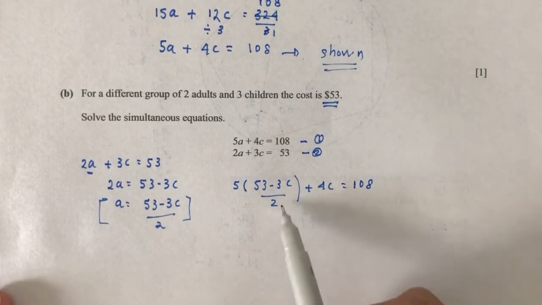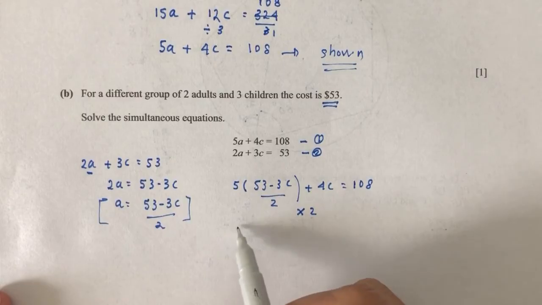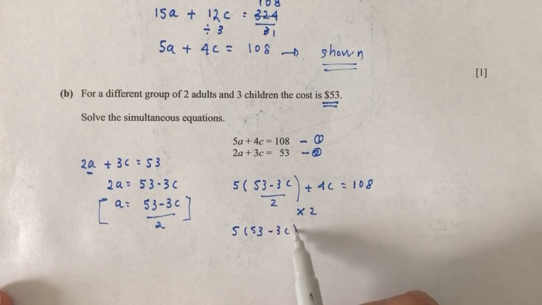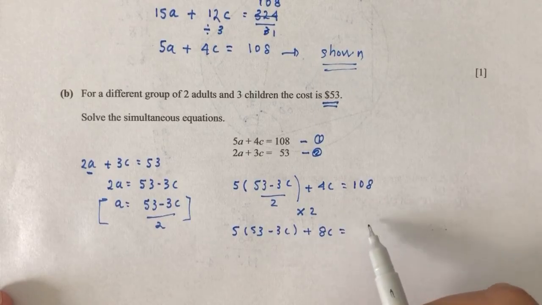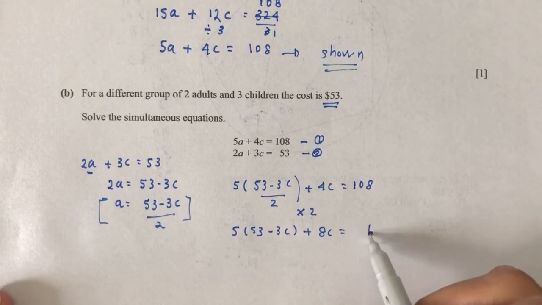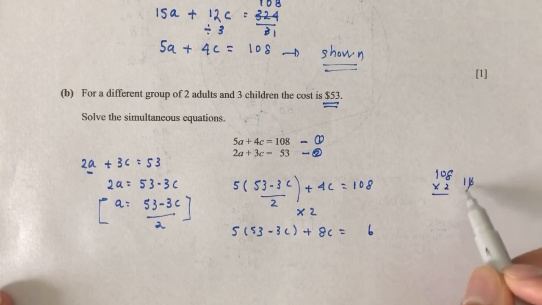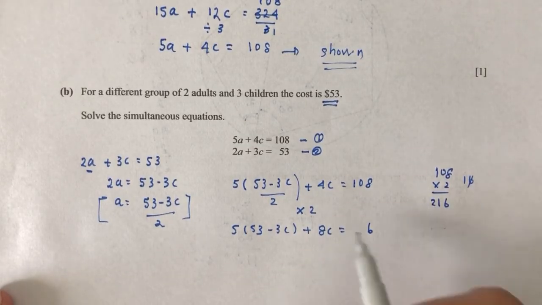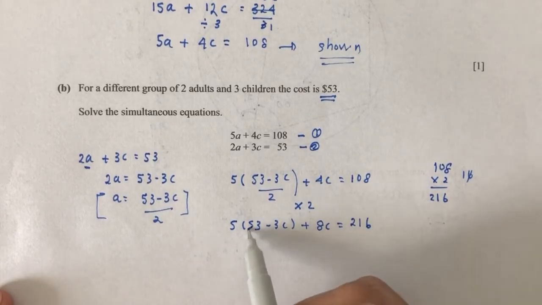We observe that we have 2 at the bottom. Let's multiply by 2 everywhere. So the 2 cancels out, we have 5 times (53 minus 3C), plus 8C, and that will be 108 times 2, which is 216. Okay, so now let's expand the brackets.